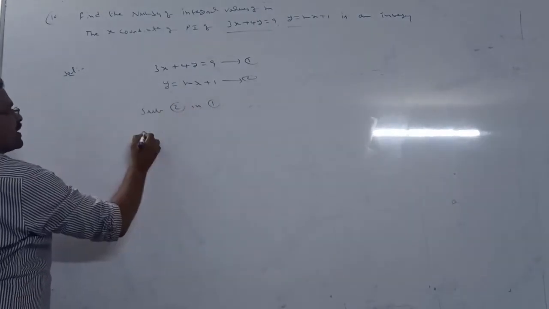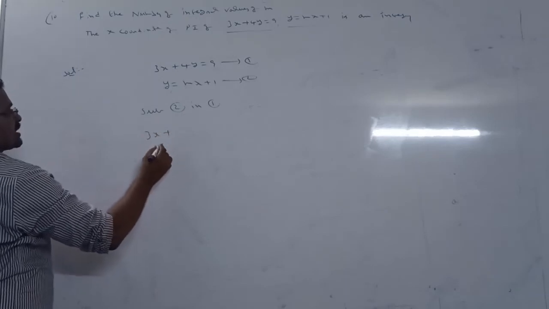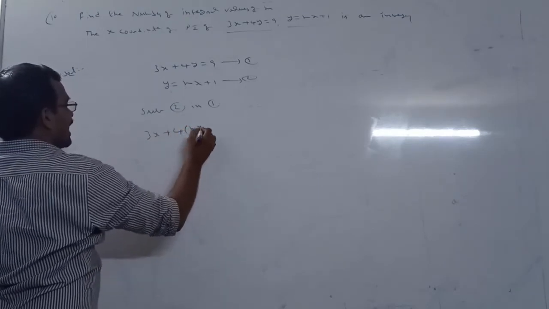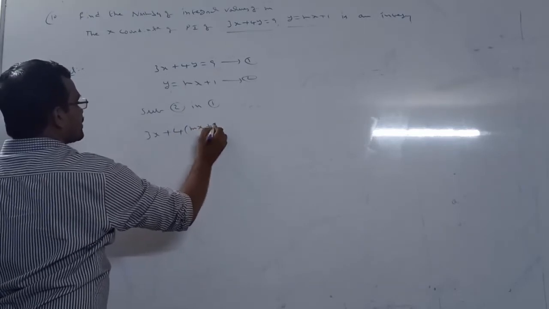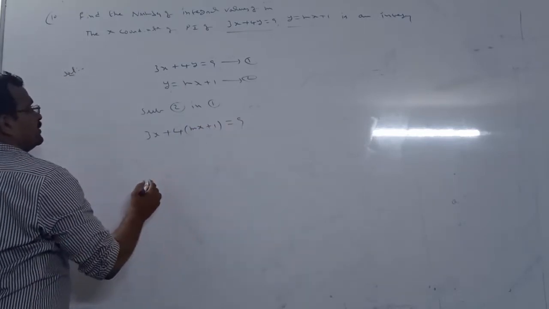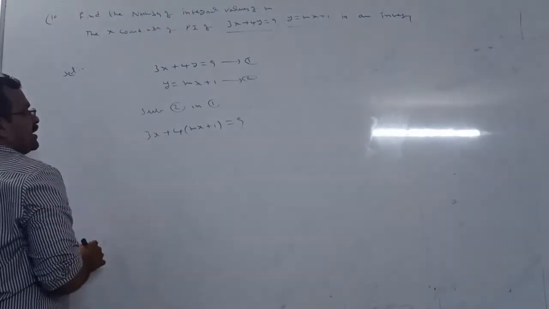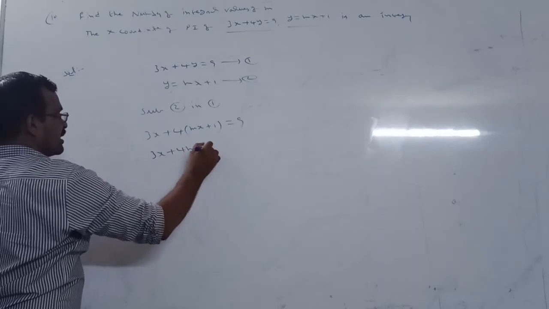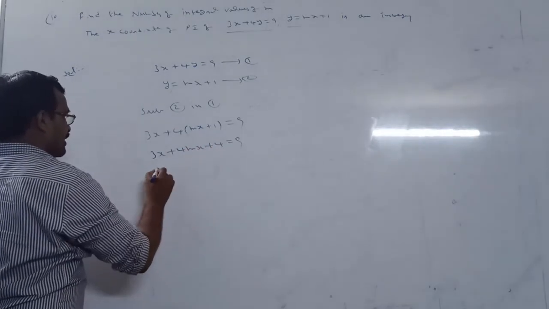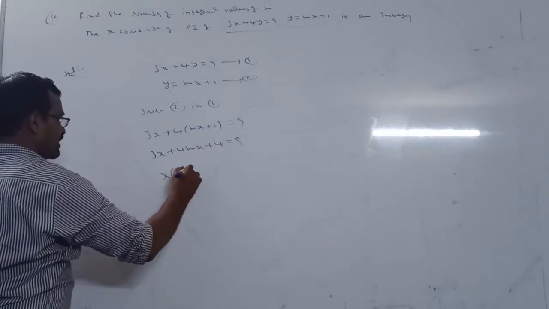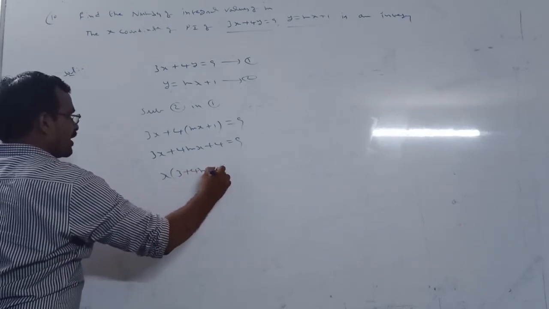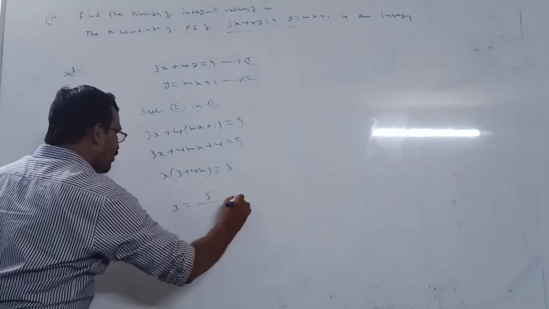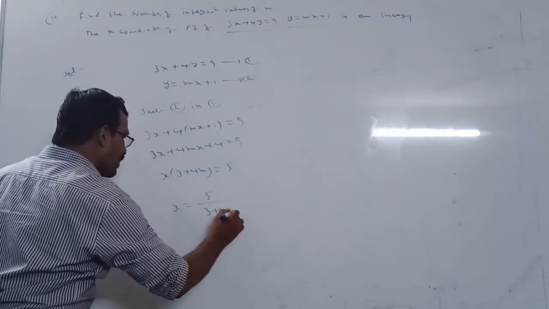y equal to mx plus 1, and 3x plus 4y equal to 9. So y means mx plus 1, equal to 9. The y value is substituted in 1: 3x plus 4mx plus 4 equal to 9. So in this, x common means (3 plus 4m) equals 9 minus 4, that is 5. So the x coordinate is 5 by (3 plus 4m).